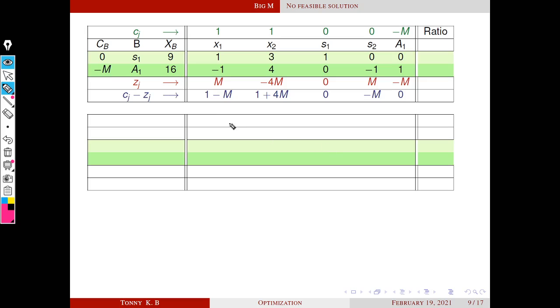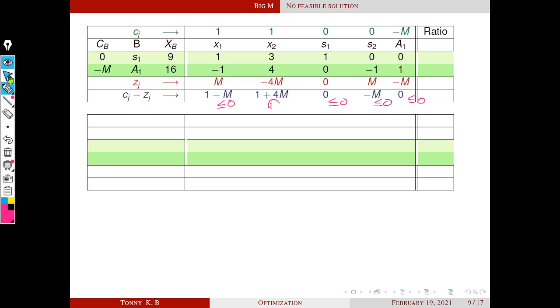No. These two are less than or equal to 0. These two quantities are negative. Everything is less than or equal to 0 except only one. This is a positive quantity. Except this second quantity, all others are less than or equal to 0. So this is the entering variable.